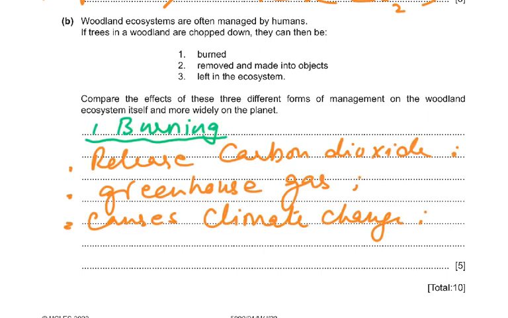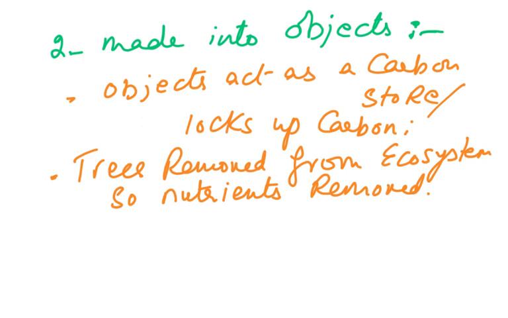So burning is going to release carbon dioxide. Carbon dioxide is a greenhouse gas, will result in global warming, and this will result in, of course, climate change, means the earth will become a hotter place, and will melting of the glaciers and flooding and all that. For the second point, made into objects, like made into furniture or made into houses, or the wooden blocks are used, wooden planks are used to make houses. So objects act as a carbon store, or you can say it locks up the carbon.